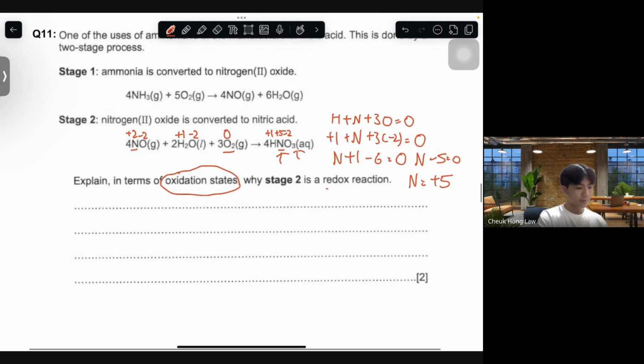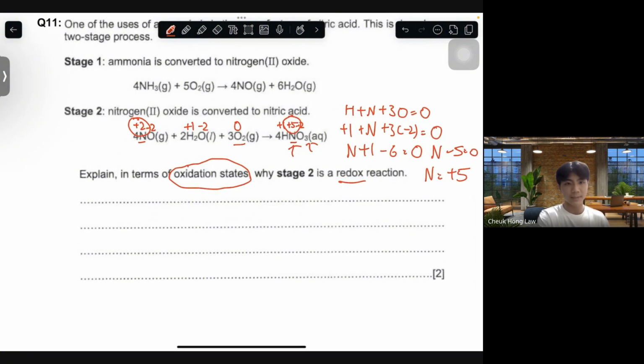Now, a redox reaction involves both oxidation and reduction. So we have to figure out what substance is being oxidized and what substance is being reduced. If the oxidation state increases, that is oxidation. So let's look at which element the oxidation state increased. So nitrogen, it went from +2 to +5. So how do we write this down? How do we explain it?